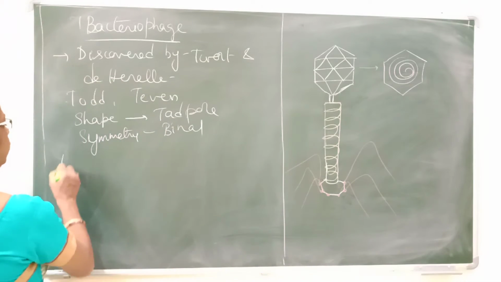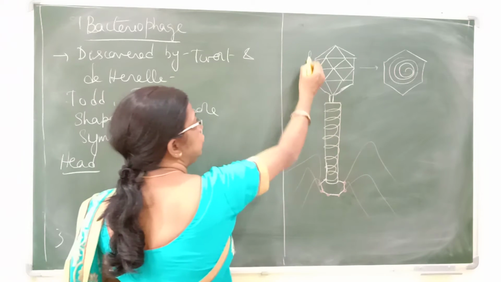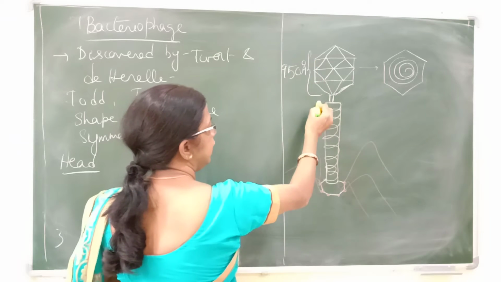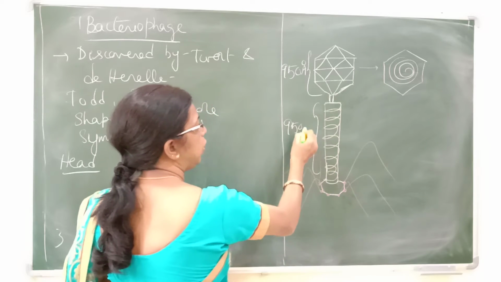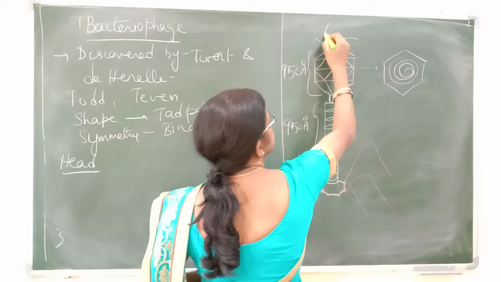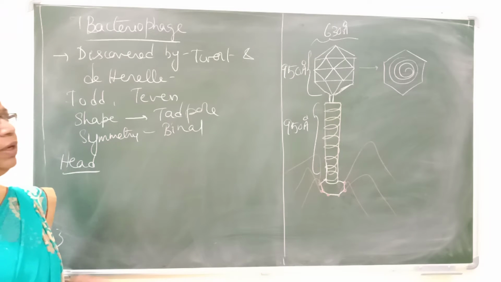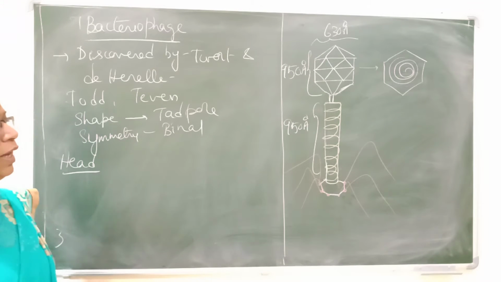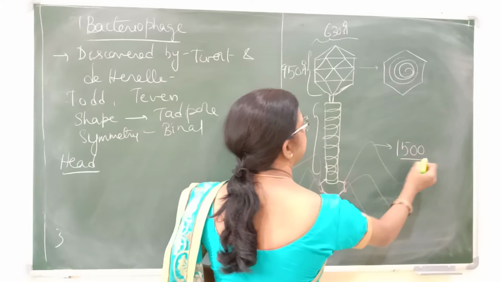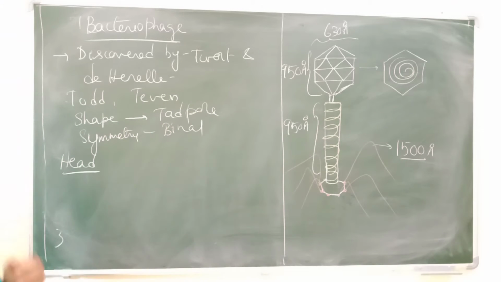The head part of the bacteriophage has a length of about 950 angstrom. Similarly, the length of the tail is also about 950 angstroms, and the diameter of the head is about 630 angstrom. Those are the dimensions of the complete bacteriophage. The tail fibers are about 1500 angstroms. Other dimensions I will be discussing.